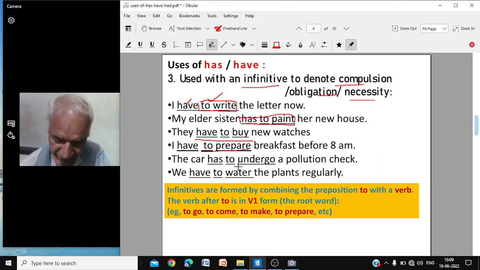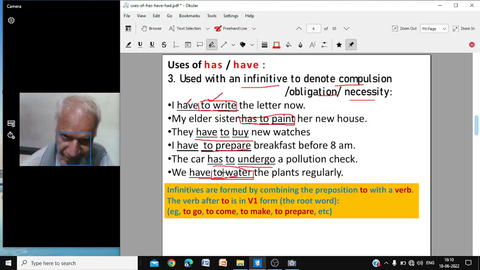The car has to undergo a pollution check. Otherwise, you will be fined by the traffic policeman. So you have to do it. We have to water the plants regularly. If you don't water, the plants would die. You have to water. An obligation or a compulsion or a necessity, something you have to do.